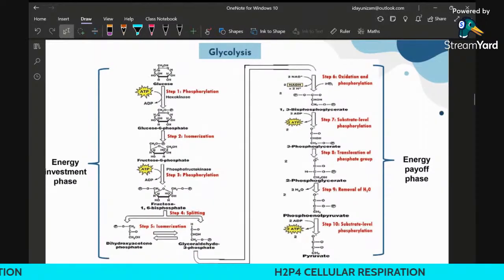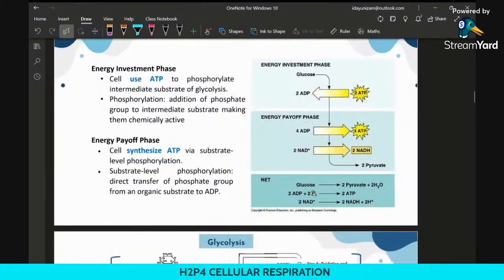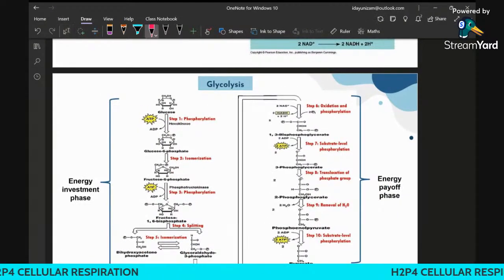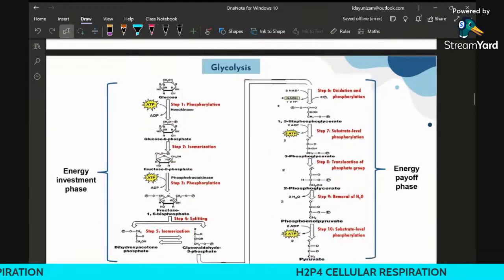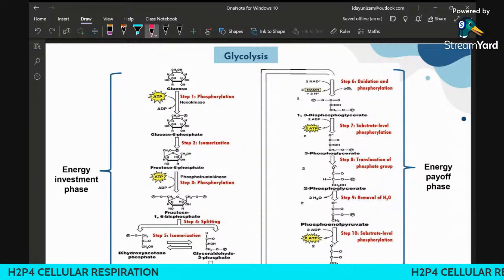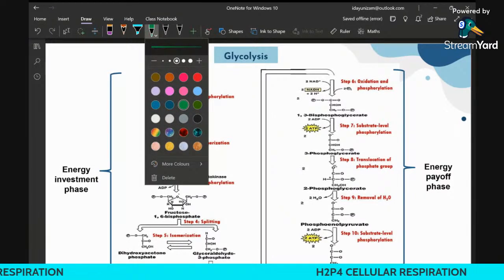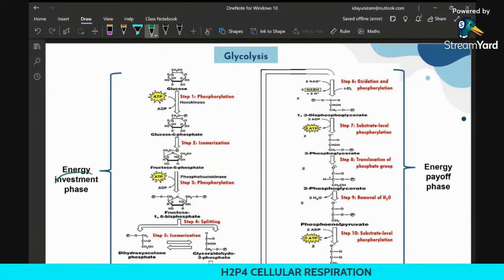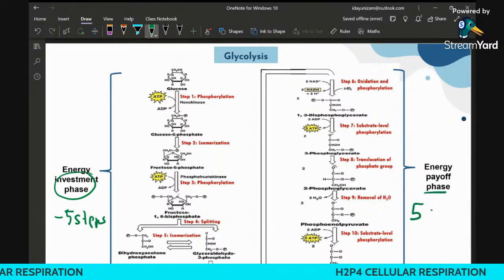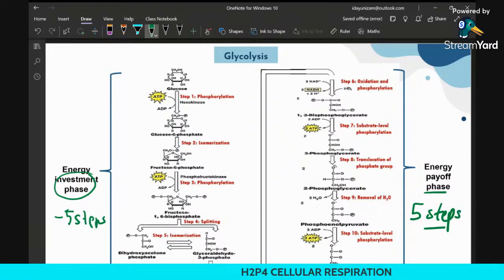Remember, class, for glycolysis you have to memorize all the 10 steps. No doubt, you must memorize them. I repeat, you have to memorize all the 10 steps. 5 in the investment phase, 5 in the payoff phase. When the teacher mentions the energy investment phase, it involves 5 steps. The energy payoff phase also involves 5 steps. So what are the steps?